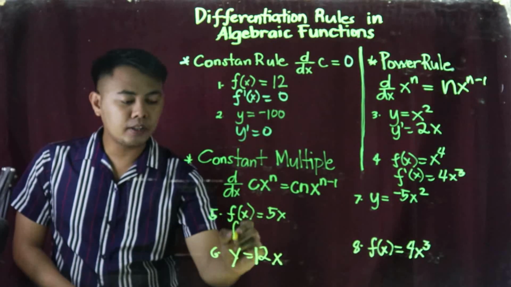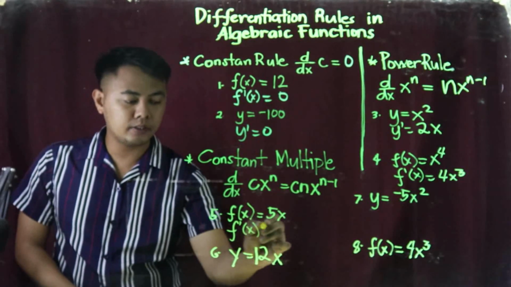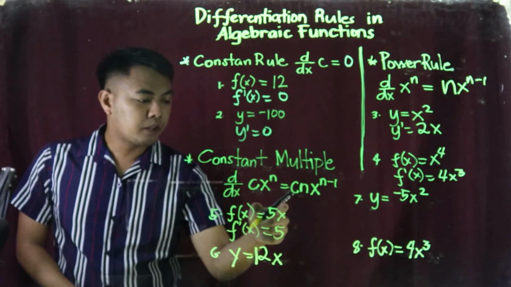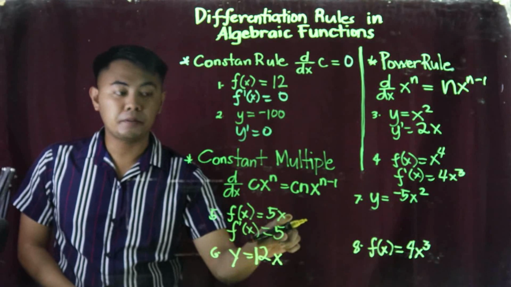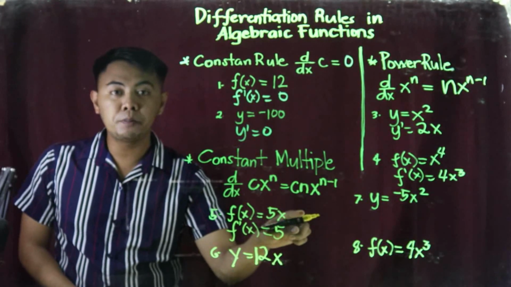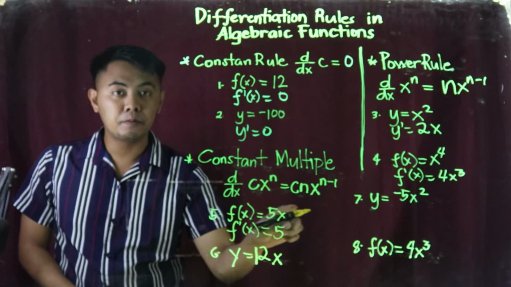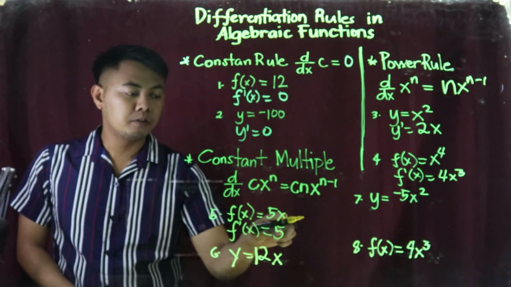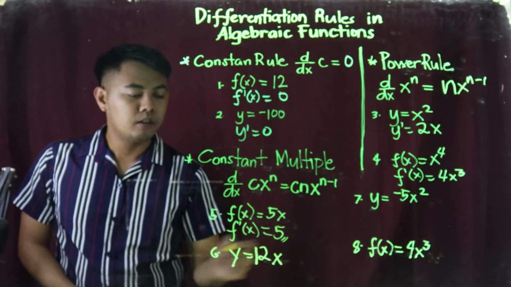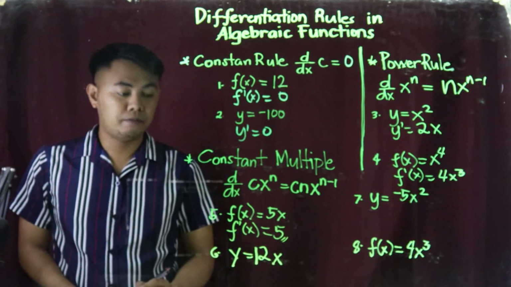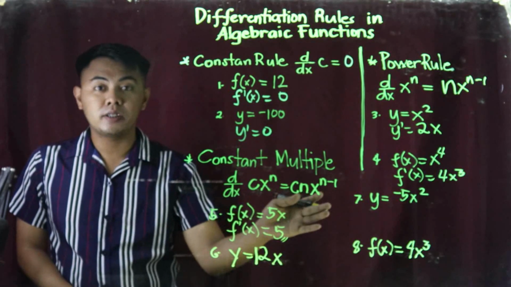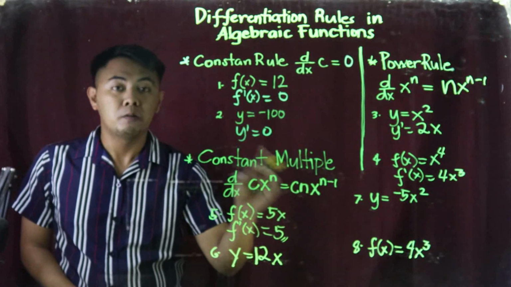Example: f of x is equal to 5x. If we take the derivative of this, f prime of x is equal to 5. The exponent of this is 1. 1 times 5 is 5. Subtract 1 from the exponent, that becomes 0, since 1 minus 1 is 0. So x raised to 0 is equivalent to 1. That's why the derivative of 5x is 5. In shortcut, just simply remove the x if the exponent of x is 1.